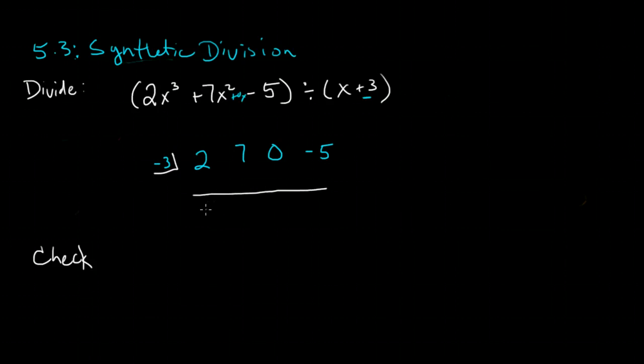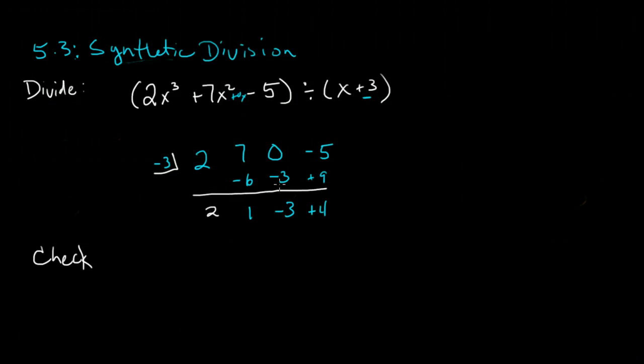Remember, we just bring down that 2, because 2 times 1 gives me 2, or 1 times 2 gives me that 2 there. And then I just multiply. -3 times the 2 is a -6. Add them together, get a 1. -3 times 1 is a -3. Add them together, get a -3. And -3 times a -3 is a +9. Add them together, and I get a +4. See how easy synthetic division is.